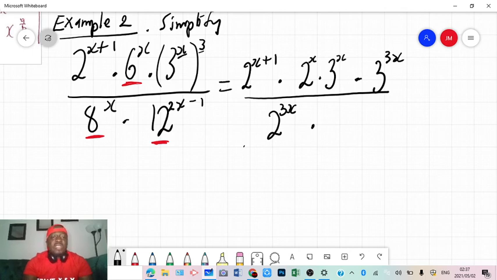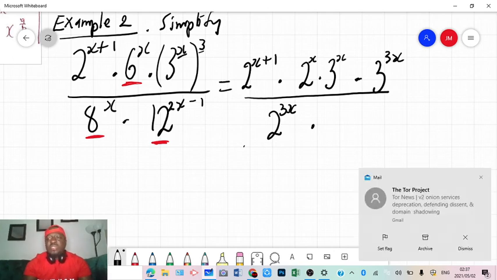You go further and split your 12. 12 can be done in 2 ways. Someone will choose to use 4 and 3. Someone can choose to use 2, 2, and 3. So whichever way you go, you'd always have to break them down into what?